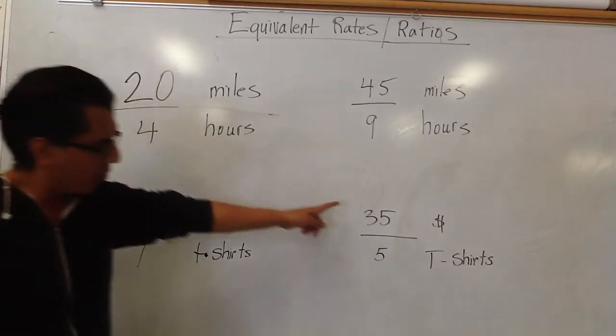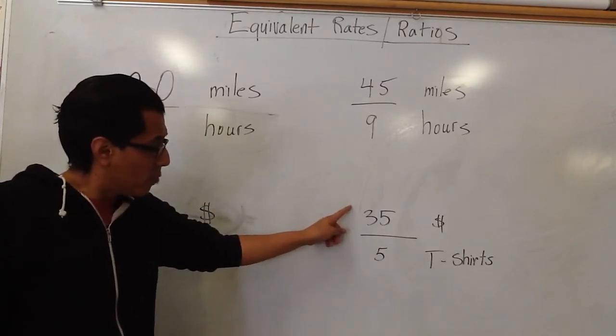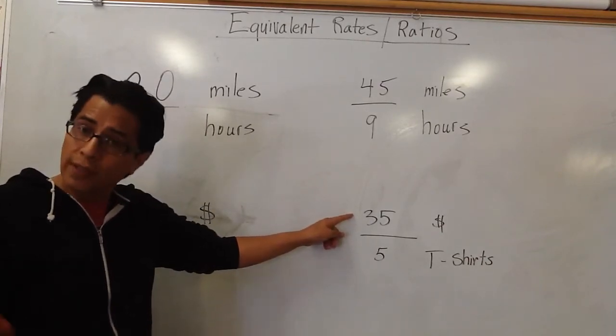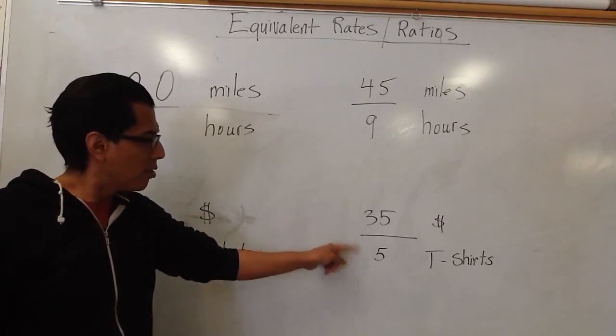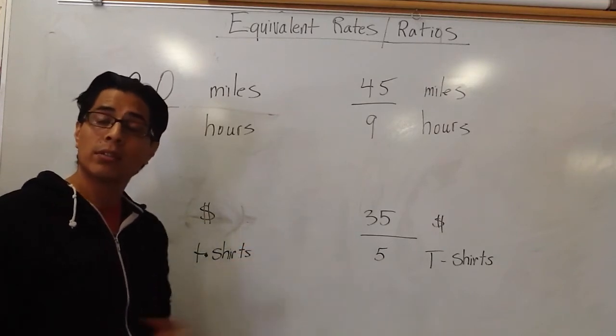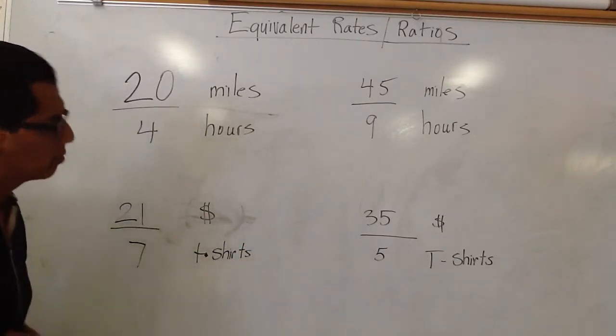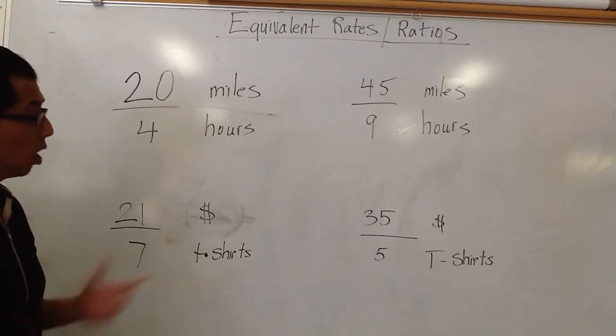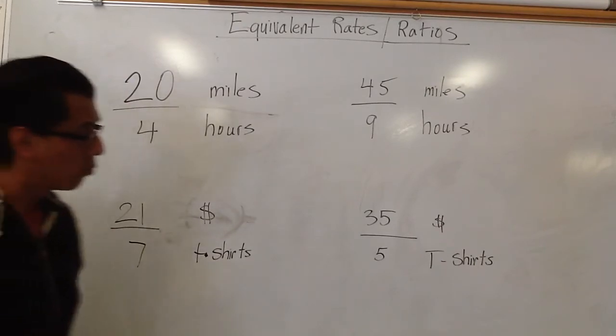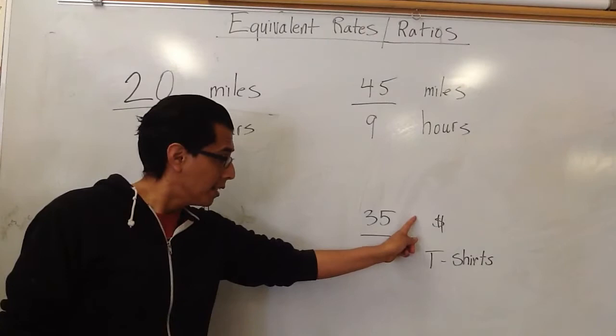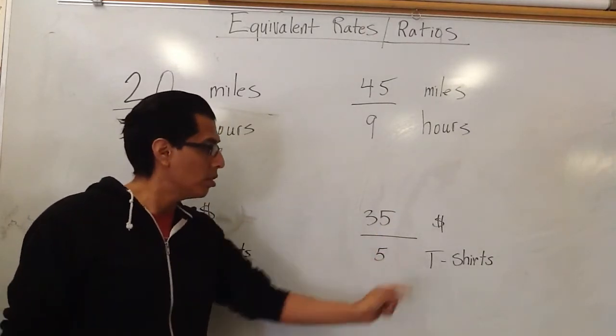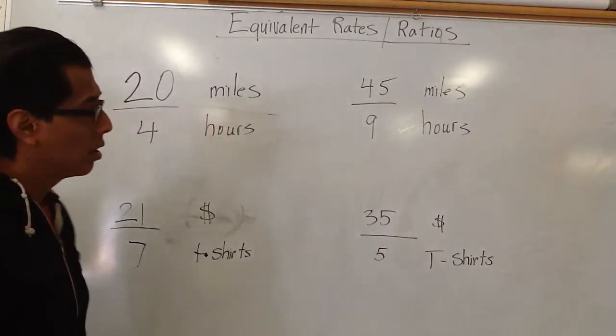How about this one? With $35, or every $35, you can get 5 t-shirts. Rate or ratio? What do you think? Alright, well you should have said rate. Why? Because money is a different unit than t-shirts. So it's a rate.